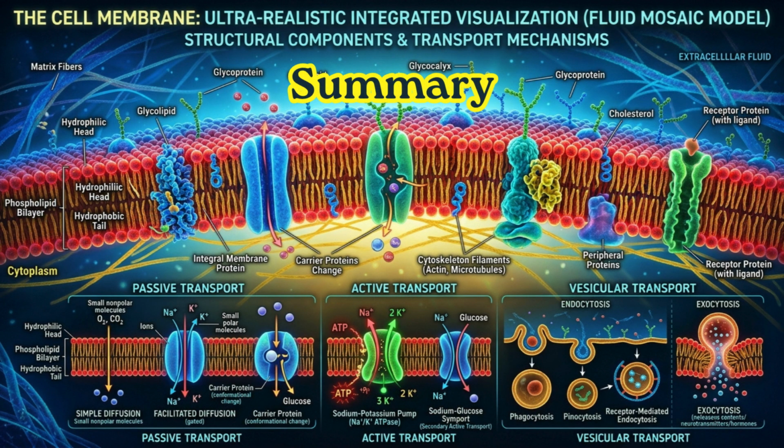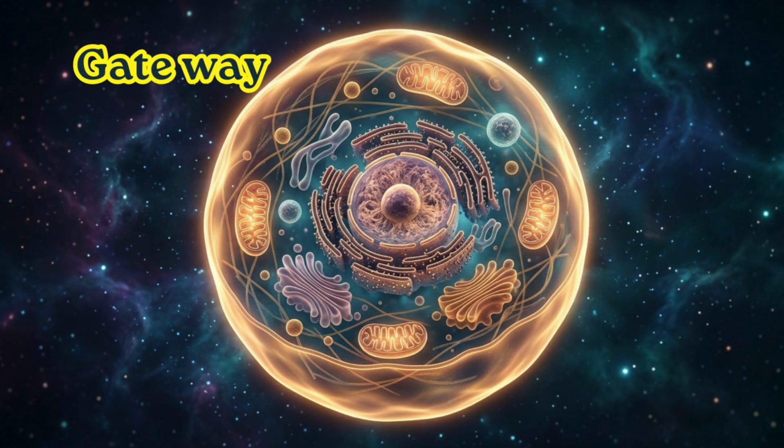Now here is the summary of the cell membrane. The cell membrane is a highly organized, dynamic, selectively permeable structure composed of phospholipids, proteins, carbohydrates, and cholesterol. It protects the cell, regulates transport, enables communication, and maintains homeostasis. The fluid mosaic model explains its flexibility and complex nature, making it one of the most important structures in eukaryotes. The cell membrane is not merely a boundary, it is an intelligent, dynamic gateway to control all the cellular activities.